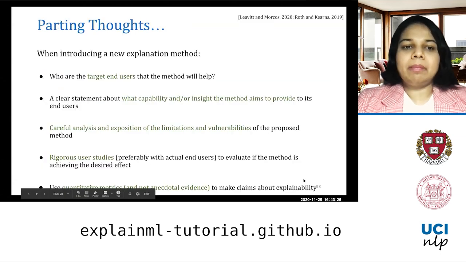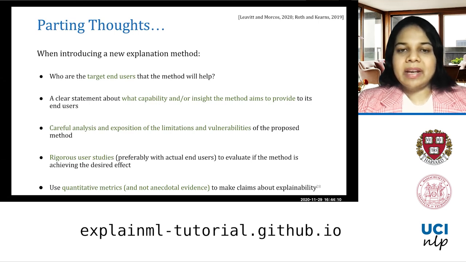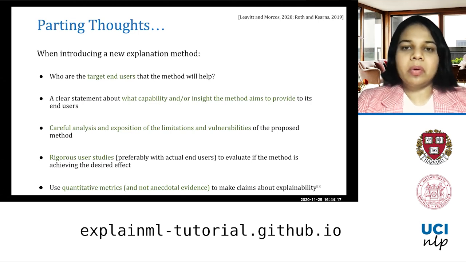We would like to leave you all with some parting thoughts. When introducing a new explanation method, it is important to clearly identify who the target end users are that the method will help. It's also important to include in your papers and research a clear statement about what capability or insight the new method aims to provide to its end users. It's also extremely critical to include a careful analysis and a clear exposition of the limitations and vulnerabilities of the proposed method. Rigorous user studies, preferably with actual end users, to evaluate if the method is achieving the desired effect are absolutely critical. Lastly, use of quantitative metrics and not just anecdotal evidence to make claims about explainability is extremely important to the progress of the field.